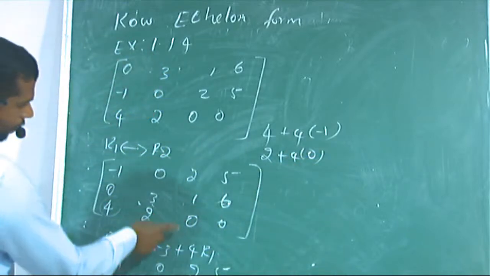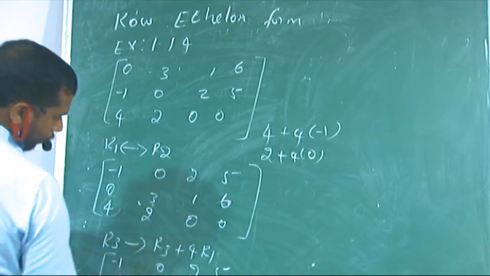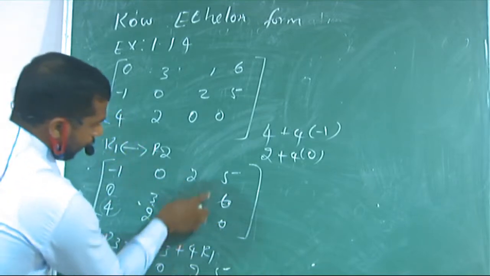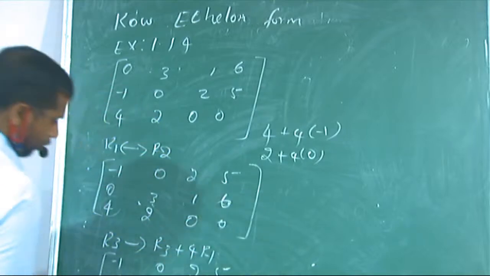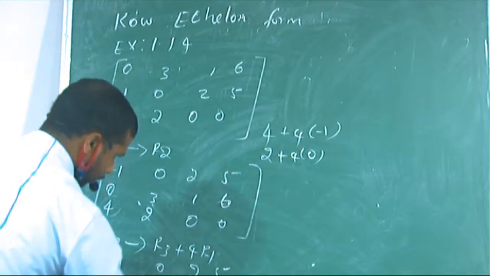First we should compare. There is 0, here also 0. Therefore, 2 into 4 means 8 will come. Again 5 into 4 means 20 will come. But first 2 times there is automatically 0. 2 plus 4 into 0 means 2.